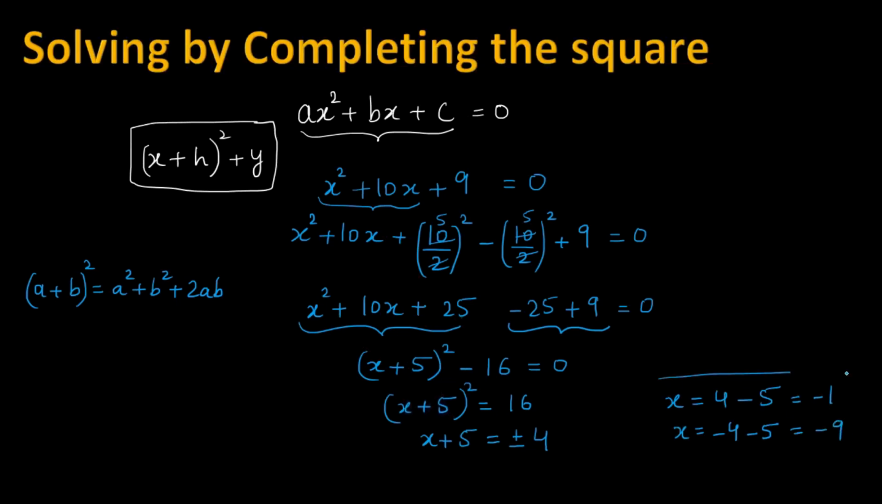So this is how we solve a question by the completing the square method. Now let's take another example. We have x squared plus 6x plus 5 equals 0.